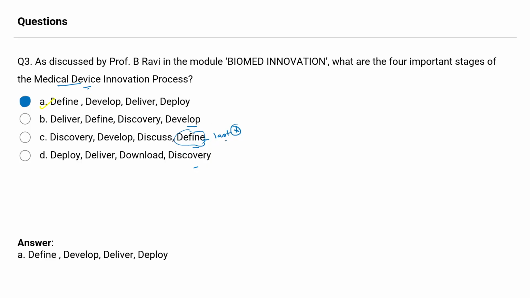So in that way, you can deduce that this cannot be the option. Again, the last option is develop. Now, a prototype can be developed, but then actual field testing is required, right? So develop cannot be the last stage. Similarly, discovery cannot be the last stage. Even download doesn't make any sense. It is not a step, it is just an activity. So if you go through this, you will deduce that probably option A is the correct one. All right.